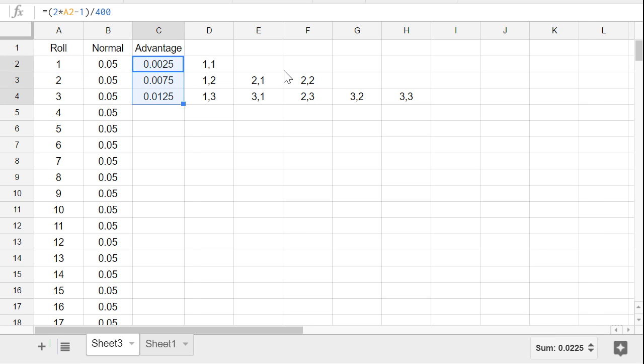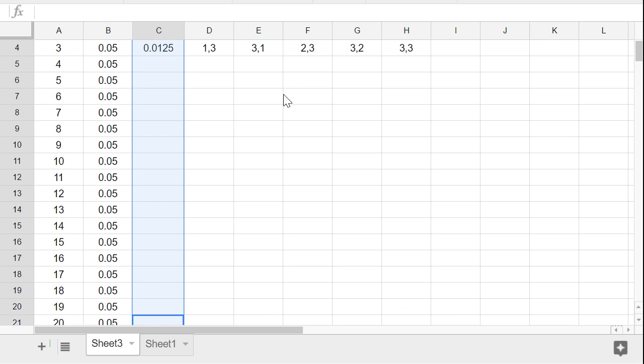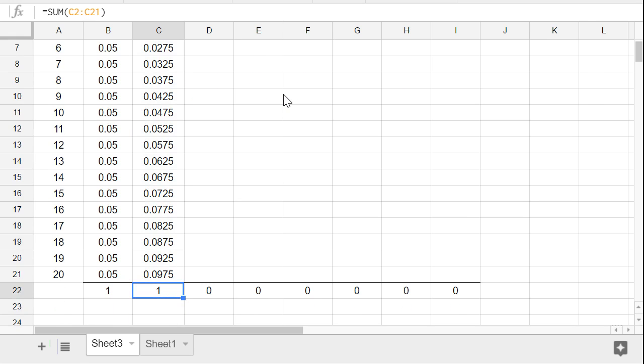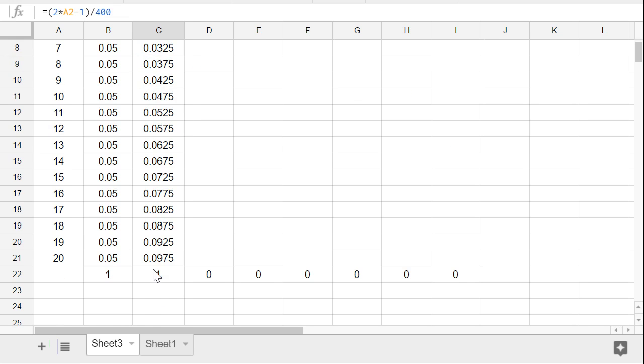And, okay, yep, same results for each. 2 times 2 minus 1, so that's 4 minus 1, so this is 3. That's 3. 2 times 3, which is 6, minus 1, that gives you 5. Okay, and if we're right, we should be able to fill this down, and it sums to 1. Yes. So we know that we found a good formula for advantage. All right.